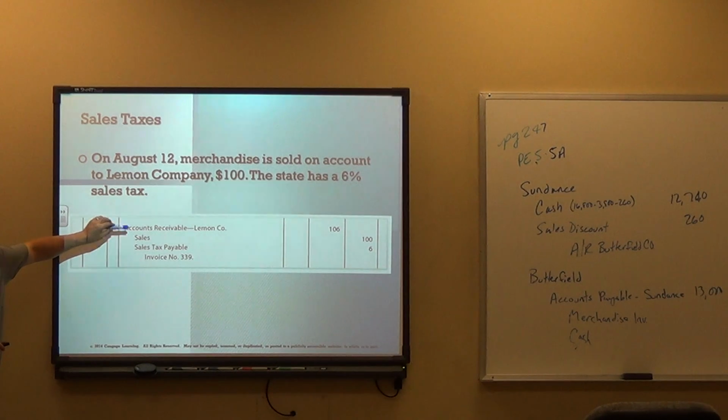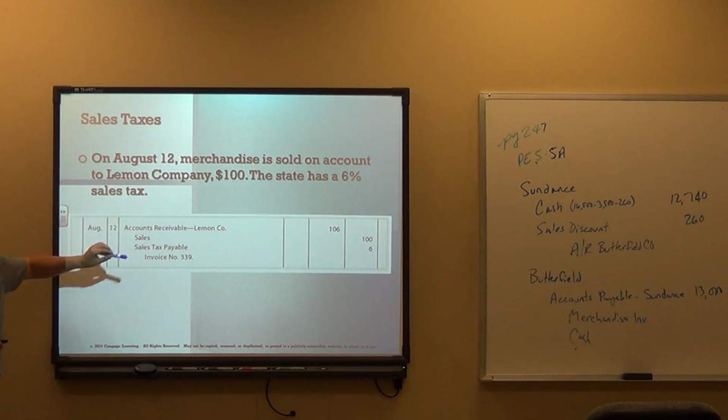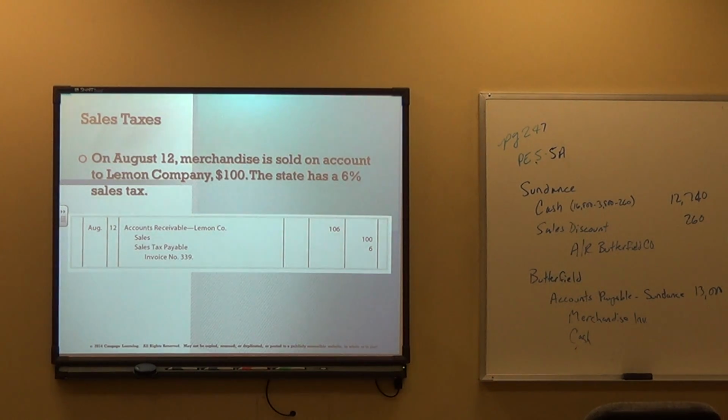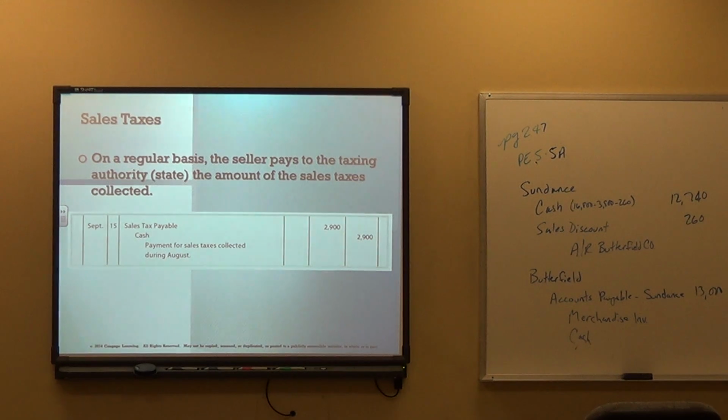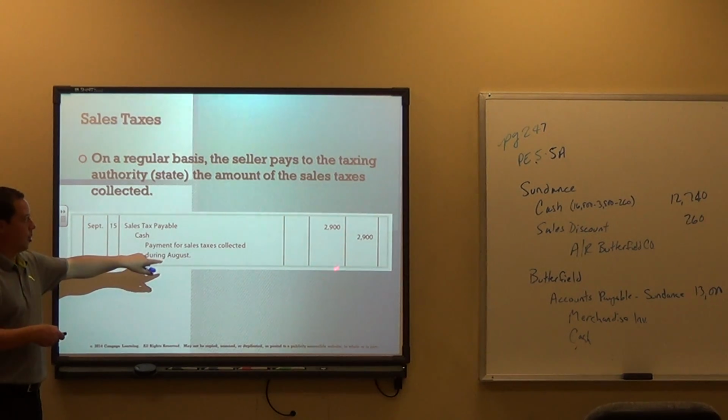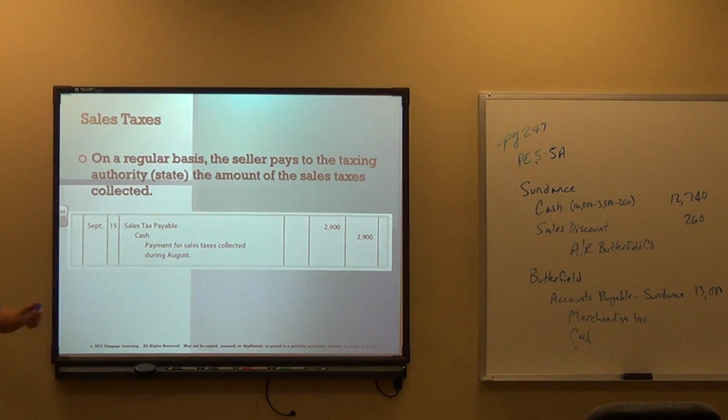So the accounts receivable will be 106. We collect it for that. That's sales tax payable. We pay that when it is due for us to pay that, maybe at the end of the month or whatever we have set. So the state sales tax is similar to what we have here in the state. So 6%. And on a regular basis, the seller pays the taxing authority state the amount of sales tax collected. So this is what we are paying for the 15th for August. So we're paying $2,900 cash out of that. We were holding that cash for the state of Idaho, let's say. So that's what that is.